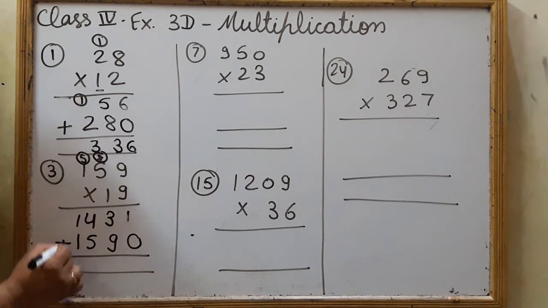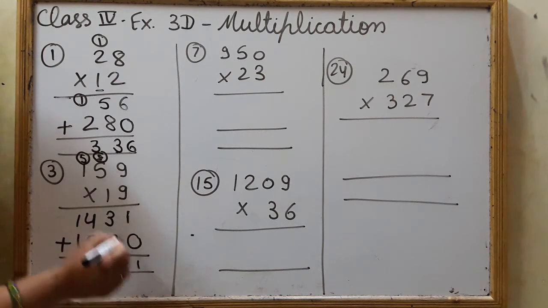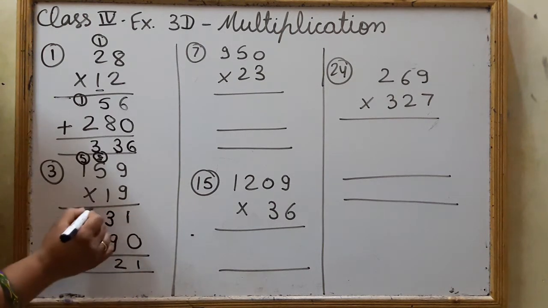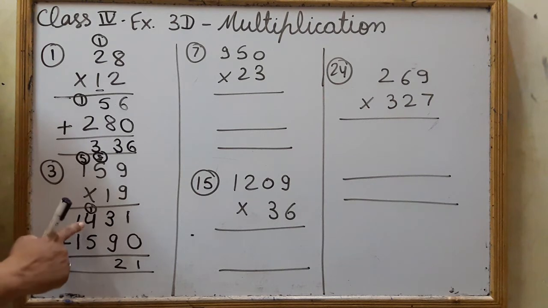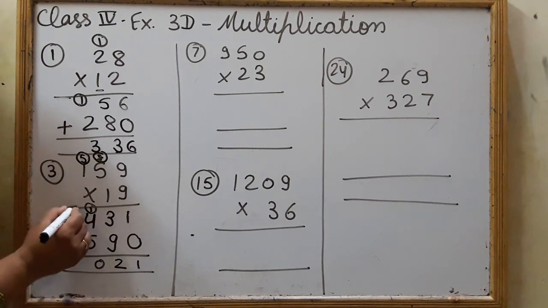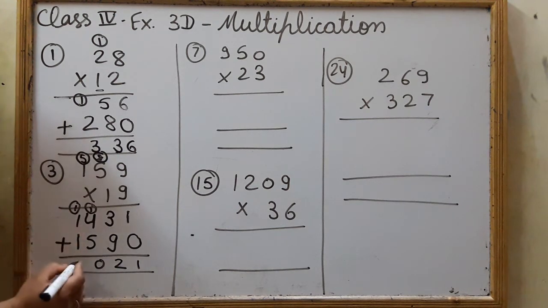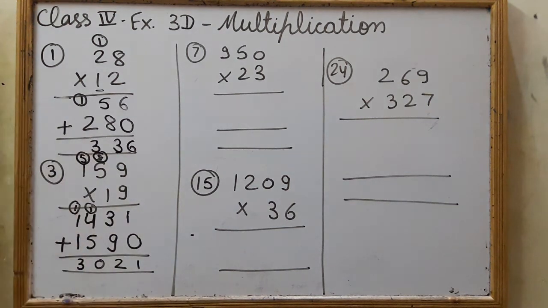Now we will add these products and we will get our answer. 1 plus 0 is 1. 3 plus 9 is 12, so 2 here and 1 will be here. 4 and 5 is 9. 9 plus 1 is 10. Again 1 carry. 1 plus 1, 2 plus 1 is 3. This is our answer.